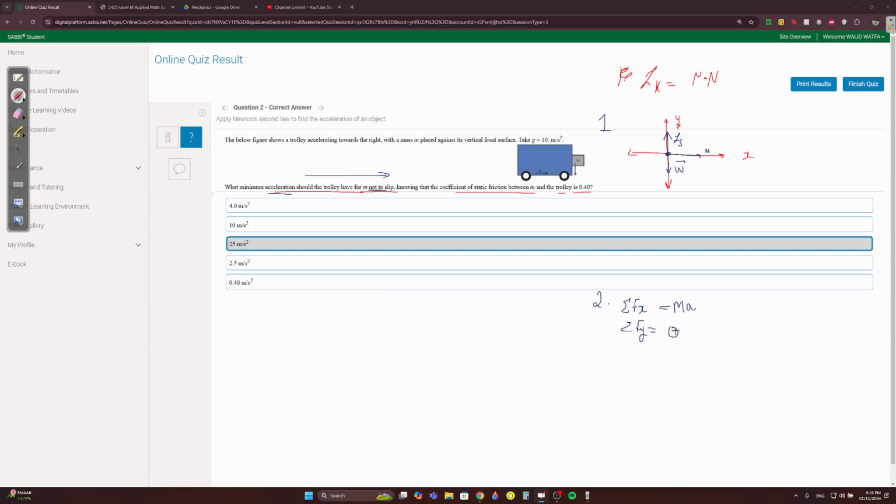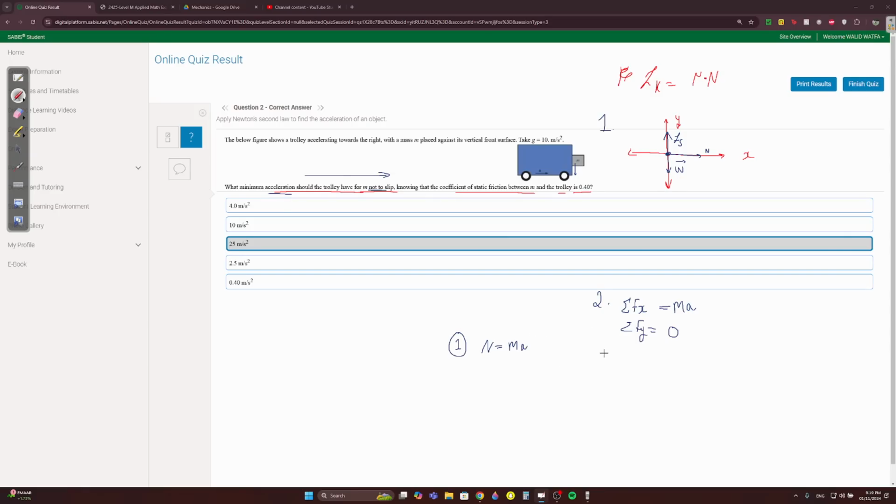So Fy is equal to 0. Now, this is where it gets so easy. Voilà, Fx is equal to ma. What are all my horizontal forces? Do I have anything other than the normal force? No. Normal is equal to ma. This is my first thing.